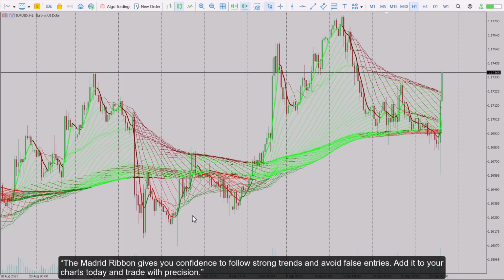The Madrid Ribbon gives you confidence to follow strong trends and avoid false entries. Add it to your chart today and trade with precision.